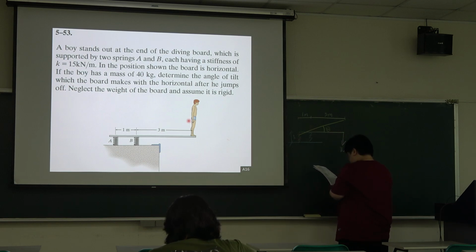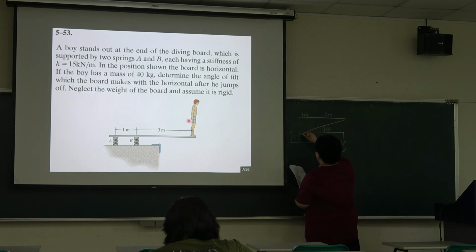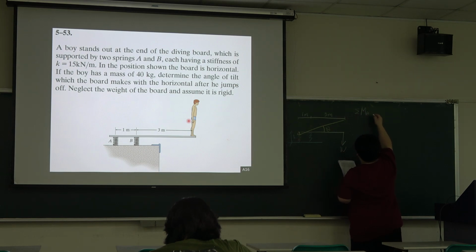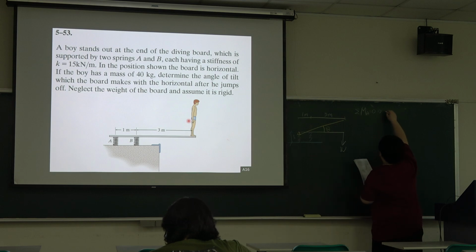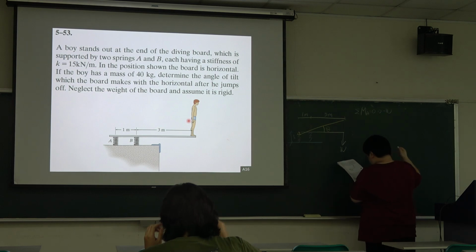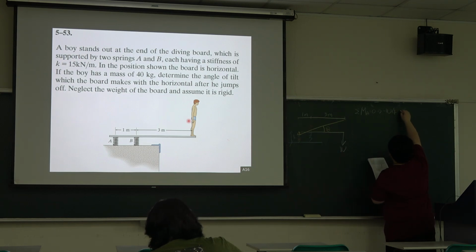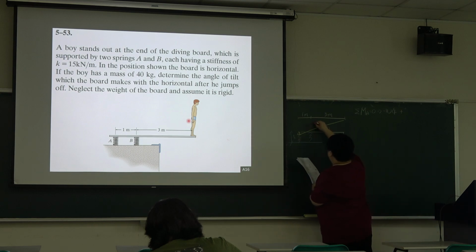Then we do the moment. We set the moment point at point A first, so we set the moment point here. We do a summation, moment A is equal to 0. So the weight times the moment arm, plus, we call this B, and this is F, okay.